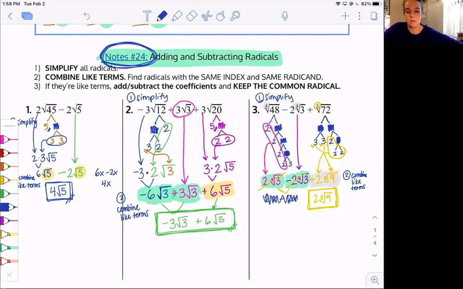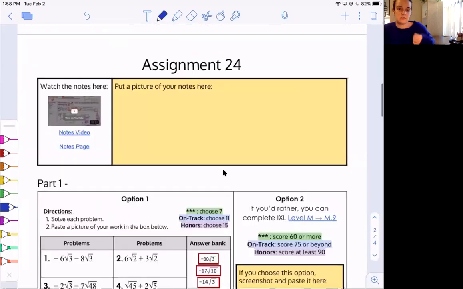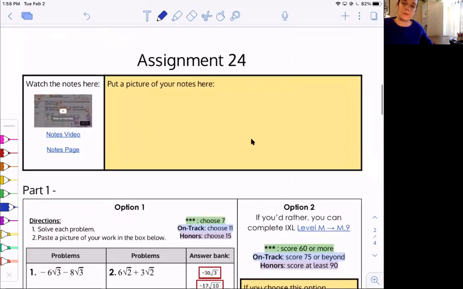I'm going to go ahead and put the assignment directly in the chat. If you could go ahead and click that, it's going to take you to something that looks like this. Go ahead and open up today's assignment. Today's assignment looks like this. It might still be loading on your screen.